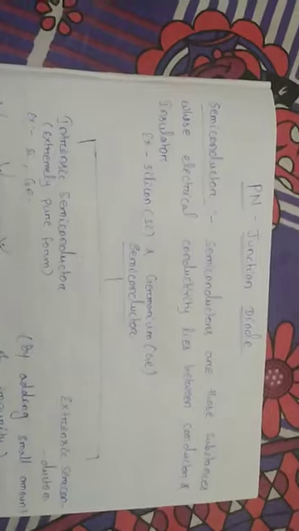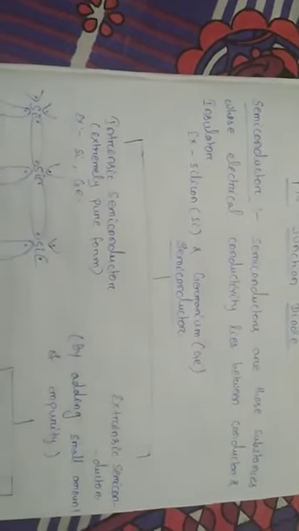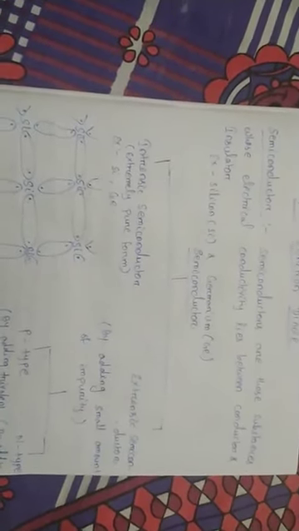Semiconductors are of two types. One is intrinsic semiconductor, another one is extrinsic semiconductor. What do we mean by intrinsic semiconductors? A semiconductor in its extremely pure form is known as intrinsic semiconductor. That means there will be no impurities added to the semiconductor. There is no impurity, only extremely pure form.